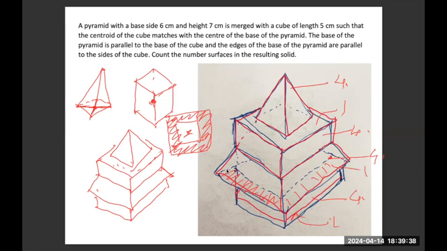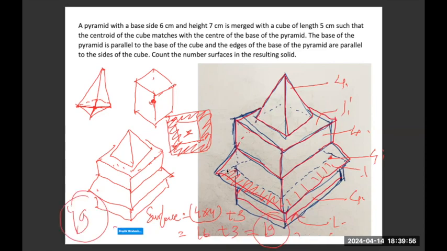So surfaces will be equal to 4 multiplied by 4 plus 3, 1 plus 1 plus 3, 2, sorry, 1 plus 1 plus 1, so 3, which is 16 plus 3, which is 19. So the total number of surfaces in this is 19.